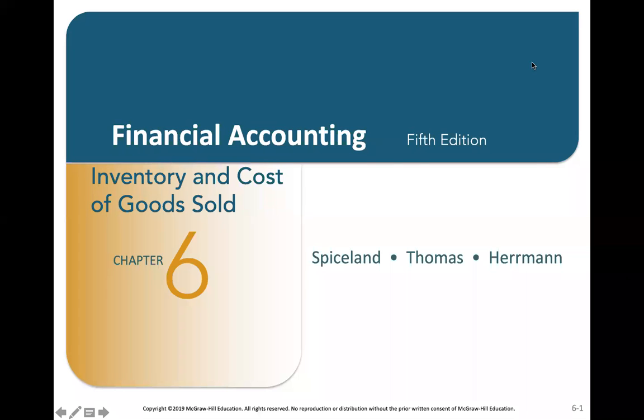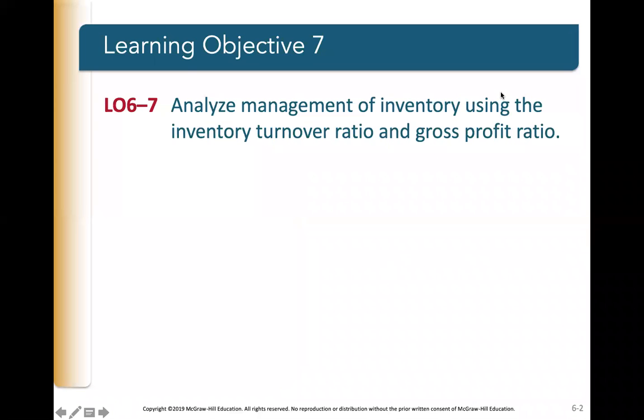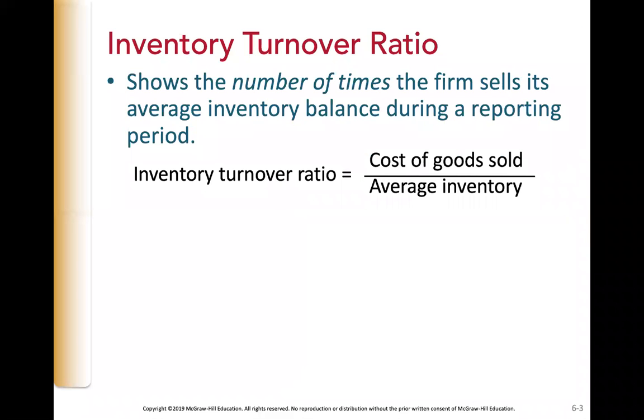Today we are wrapping up Chapter 6. We'll be discussing Learning Objective 7, Analyze Management of Inventory using the Inventory Turnover Ratio and Gross Profit Ratio. The first we will be discussing is the Inventory Turnover Ratio.